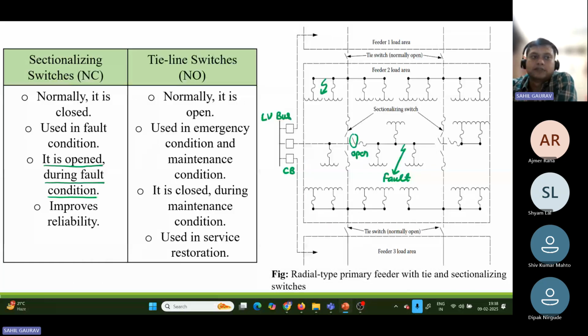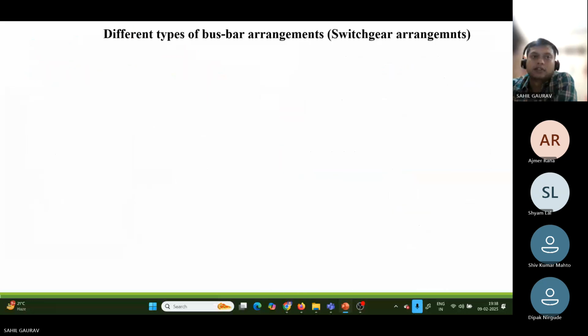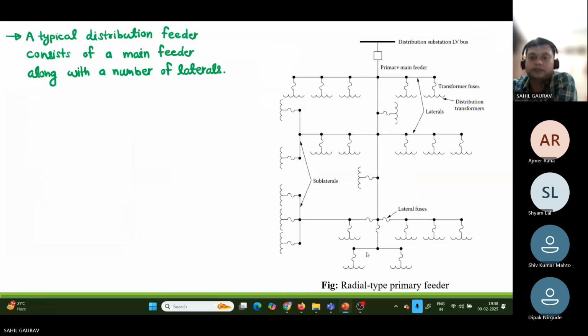So next, this one is a typical structure for primary feeders. This one is a radial type primary feeder, and a typical distribution feeder consists of a main feeder, this central line, which we call the primary main feeder, and it connects through several laterals. From it, several laterals come out, and if the laterals are again divided, we call them sublaterals.